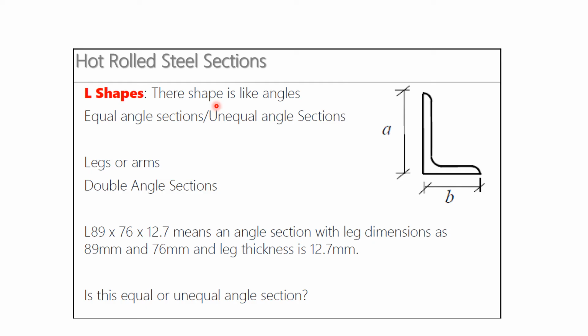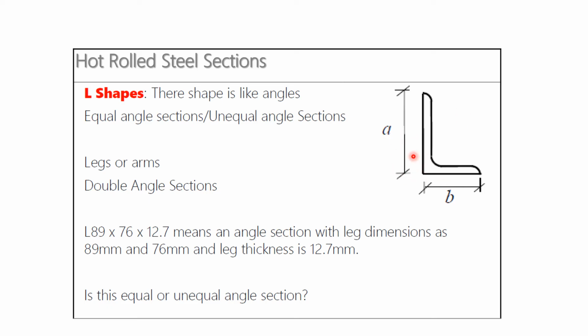L shapes, their shape is like angle, you can say angle. Okay, equal angle section slash unequal angle section means there are different types of section where A is equal to B when this leg length and this leg length is equal, and in some sections the length of members are different. One leg is large, other leg is short. Double angle sections, okay, we place side by side. I will discuss double angle section in the built-up sections in the next slides.